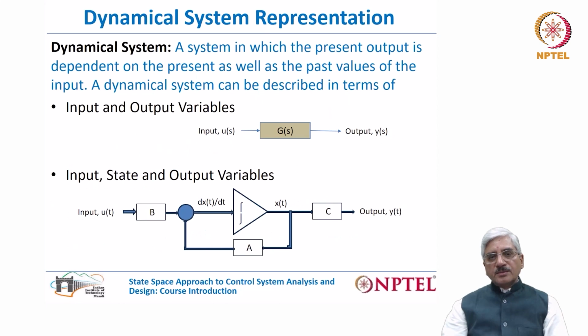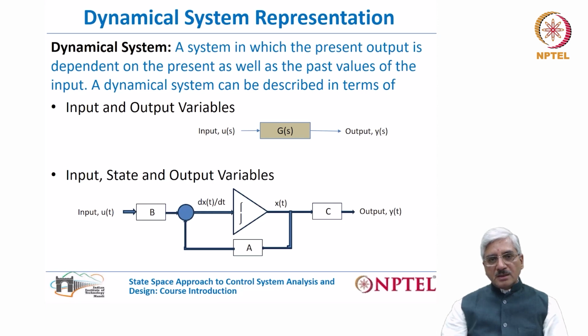In control systems, we are generally required to study dynamical systems. A dynamical system is a type of system in which the present output is dependent on the present as well as the past values of the input and output. A dynamical system can be described in two ways.